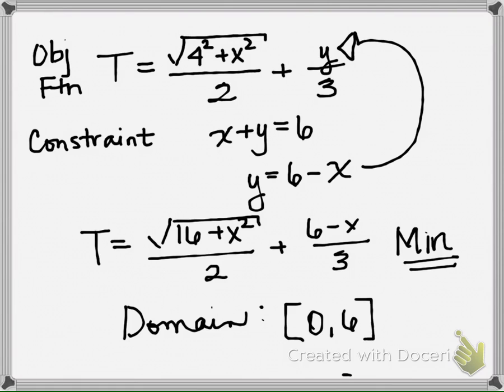So this is a situation where we do have a closed and bounded domain, so we can use the extreme value theorem. So let's do that. Okay, we're going to take these two, we're going to find our critical values, and then we're going to use the extreme value theorem.